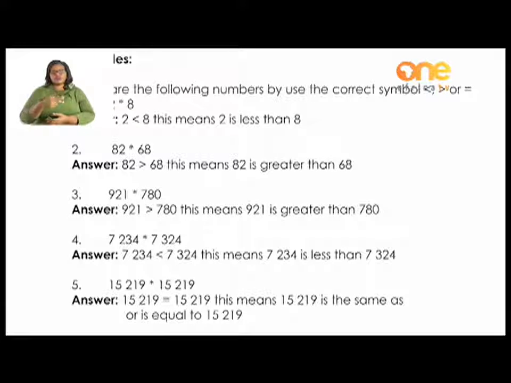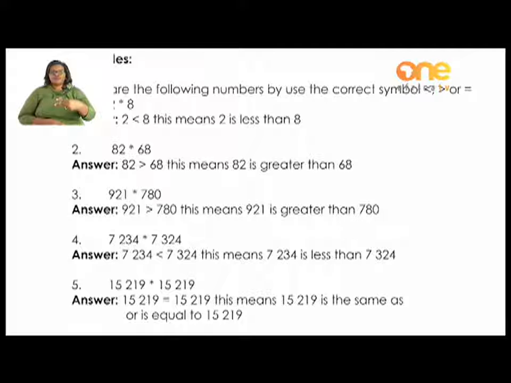Then on number 4, we are having 7,234 and 7,324. When we are comparing these two numbers, we will see that they are also having 7,000. Then the difference is on 200 and 300. So the second one is bigger than the first one. So we use the less than sign, which will be pointing at the smaller number there, which is beginning.